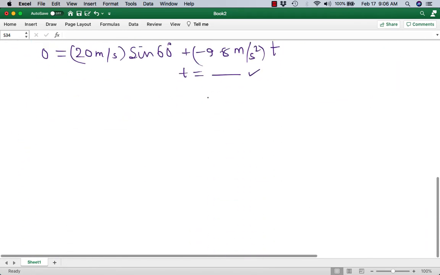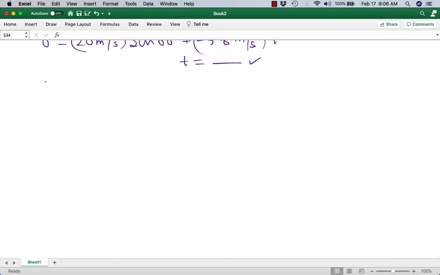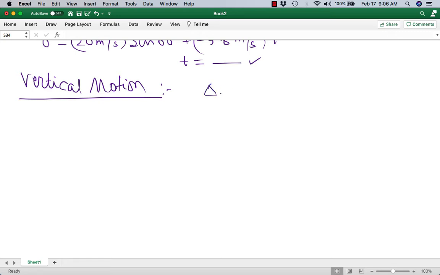So again, we can use the vertical motion here. Now we have acceleration, we have initial velocity, and for this particular part the total displacement would be 0, because it starts from this level and then ends back at the same level. That means delta y is 0. Okay, so we can use this formula.